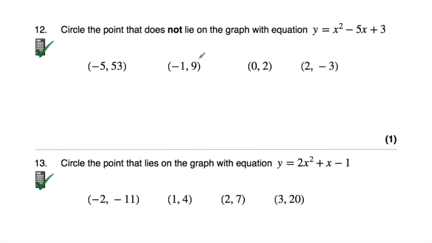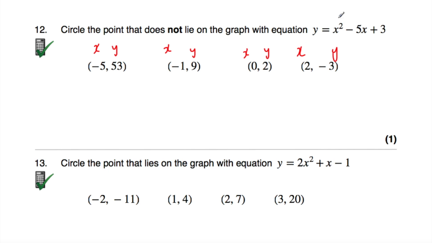We've got the coordinates of 4 points: -5, 53; -1, 9; 0, 2; and 2, -3. We've got our x coordinates and our y coordinates for each of these points. All we need to do is take our x coordinate, substitute it into the quadratic and see if we get the right y coordinate.